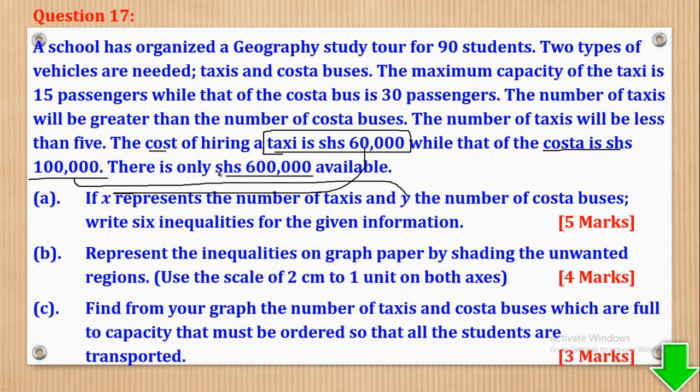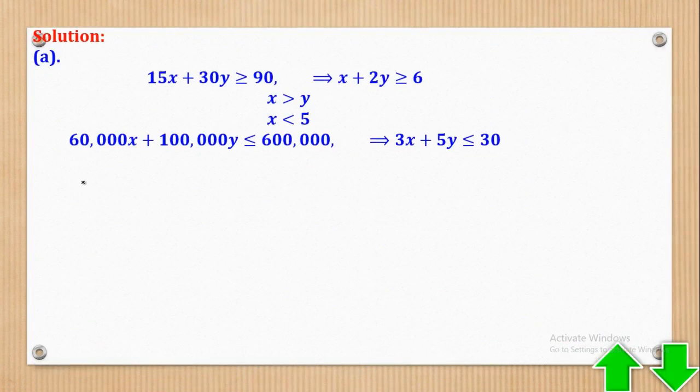Then there is only this amount available, so it means that this is the maximum amount which can be used. Therefore the inequality will be less than or equal to this, meaning that the amount used cannot exceed that. So that is why there is that inequality of less than or equal to. So those are the 1st, 2nd, 3rd, and 4th inequalities.